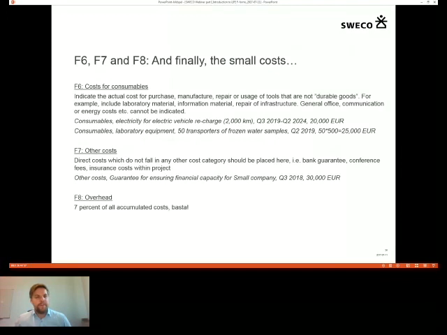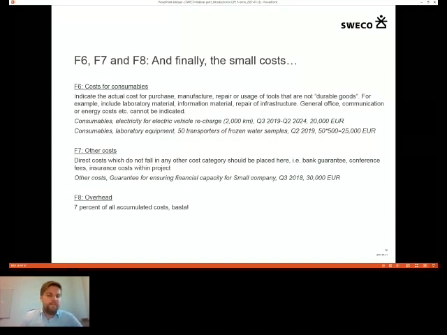Also, laboratory equipment is considered a consumable. It can even be quite expensive equipment. For example, transporters of frozen water samples. Those are quite important. 500 euros per piece. We order 50 of them, and they will end up at 25,000. We indicate 25,000, and all of this cost is eligible, even if laboratory equipment per the name could seem like it is equipment.